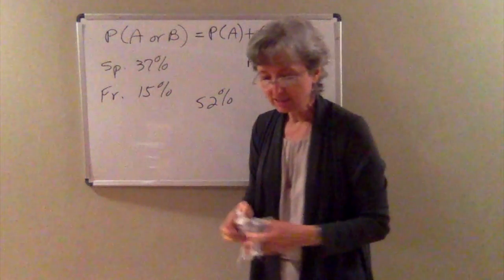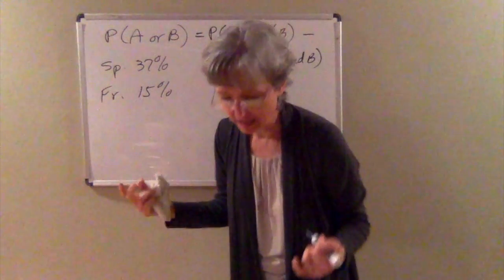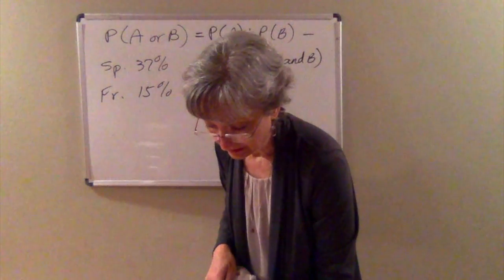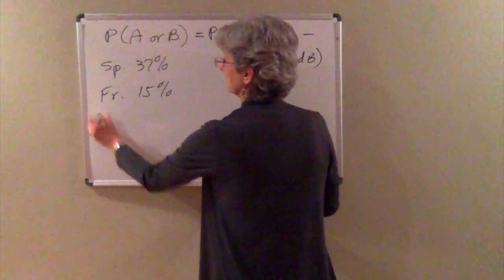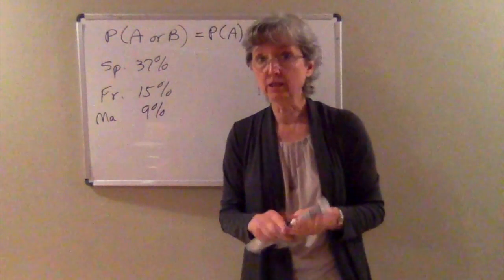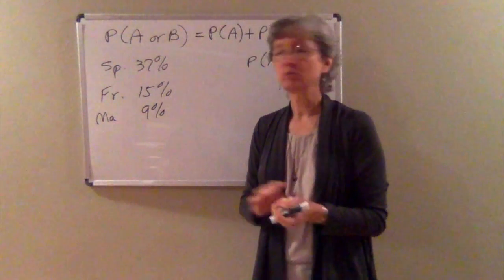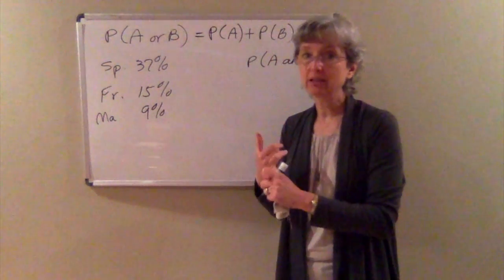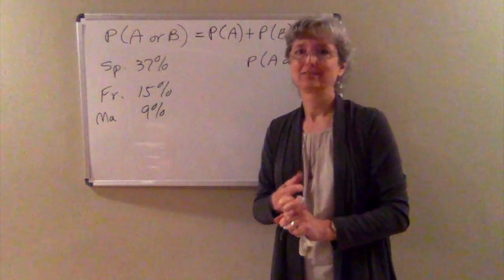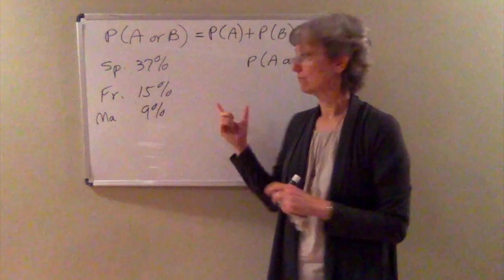All right? Let me make sure you understand this. Let's say that they also offer Mandarin, and 9% are also taking Mandarin. So what's the probability that a student chosen at random in this high school is taking either Spanish or French or Mandarin? Spanish or French or Mandarin, what's the probability for that? So figure that out.